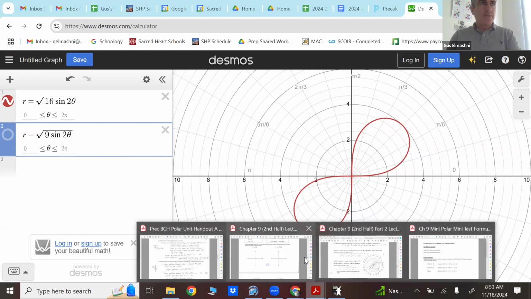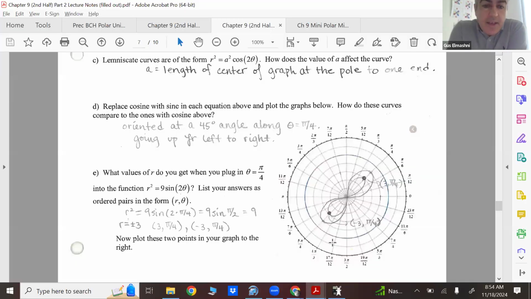But again, you'll have a graphing calculator at your disposal when you do these problems on a test. So you plug in pi over 4, that's what happens. That's the length from the center of the graph at the pole to one end, if you want to think of it like that.